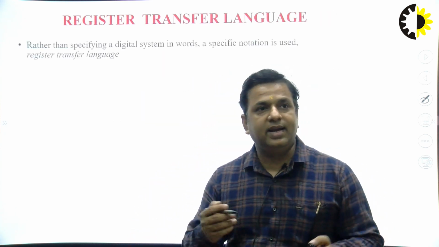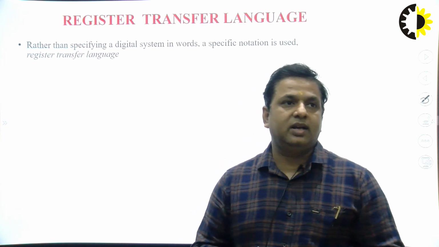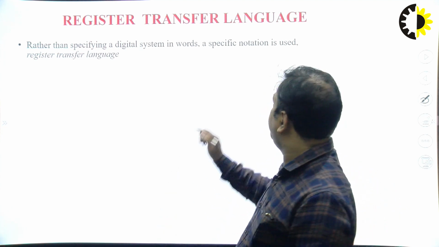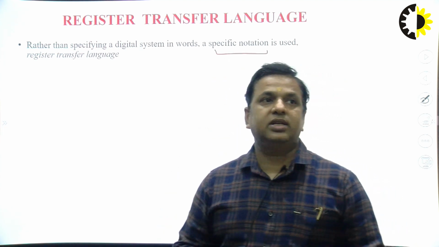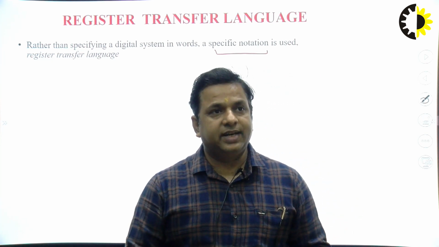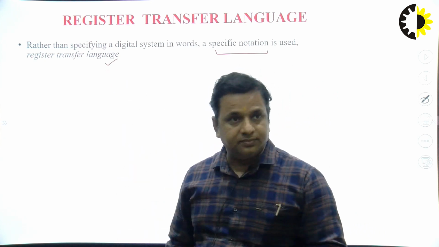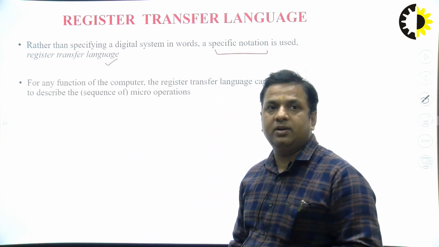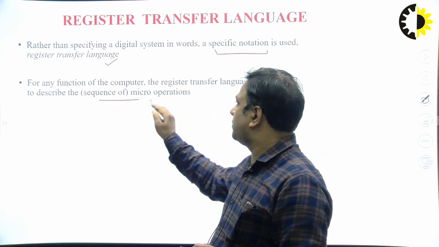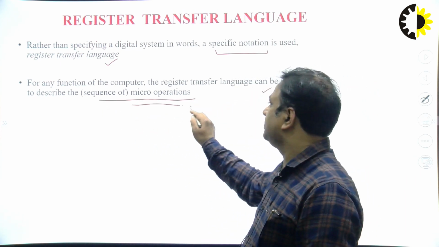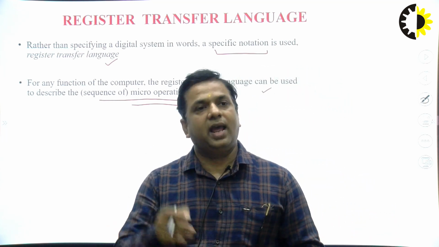Rather than specifying a digital system in words, a special notation is used for the register transfer language. So the purpose of this class is to learn the specific notation to write the register transfer statements, that we call a register transfer language. For any function of the computer, the register transfer language can be used to describe the sequence of micro operations, right? So my objective is that we can write a number of statements for any operation.